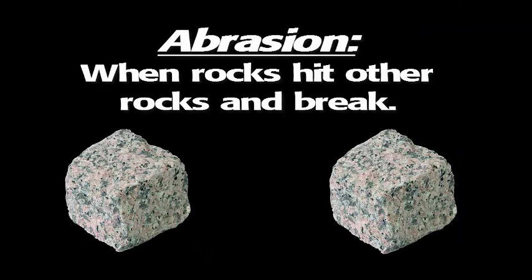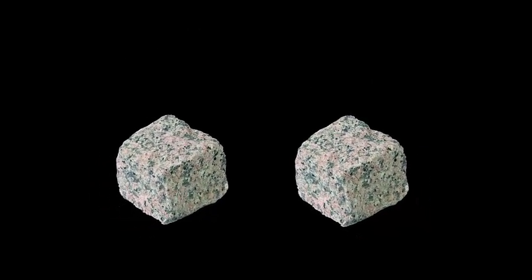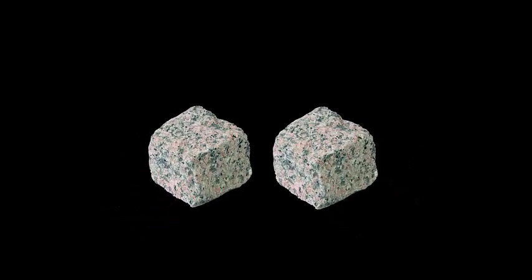The first type of physical weathering is called abrasion. Abrasion is what happens when rocks hit other rocks and they break apart. Usually they are hitting each other because they're being moved by one of those agents of erosion. In every case, though, they hit each other, they break.